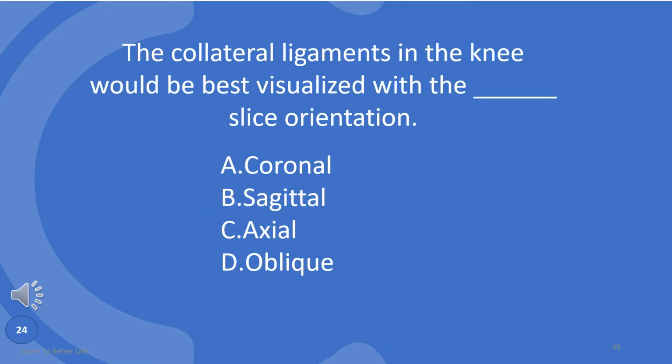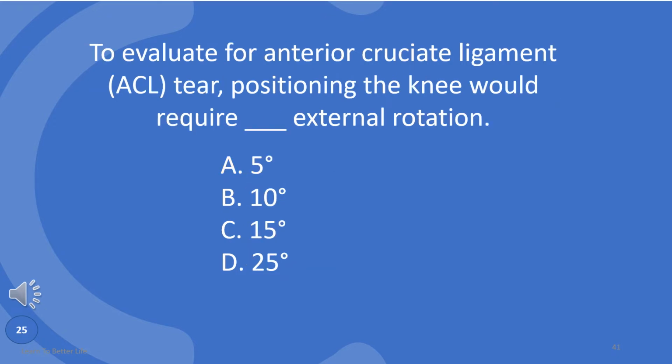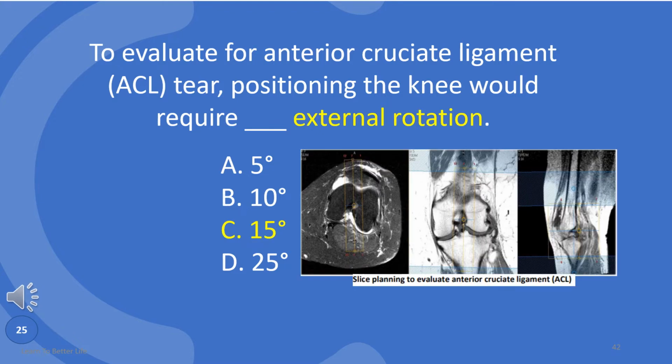The collateral ligaments in the knee would be best visualized with what slice orientation: coronal, sagittal, axial, or oblique? The answer is coronal, as you can see in the previous image. To evaluate for an anterior cruciate ligament, ACL, tear, positioning the knee would require what degree of external rotation? 5 degrees, 10 degrees, 15 degrees, or 25? The answer is 15 degrees external rotation. Very important for the board exam.